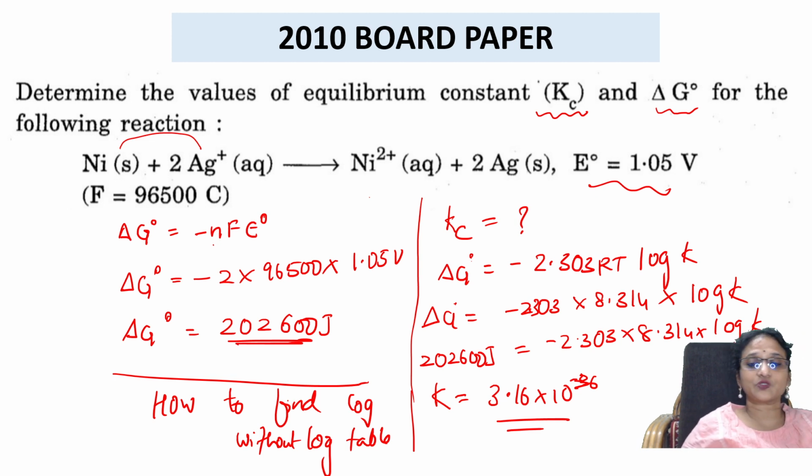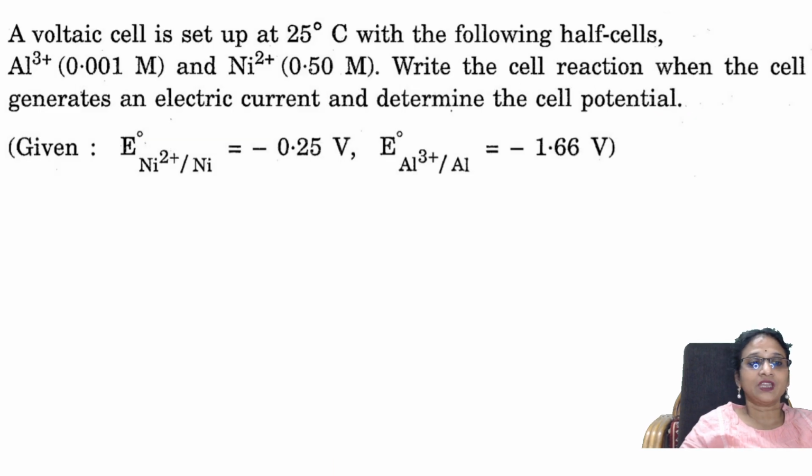So the first question is over. Let us do the next question. So what do they give me? A Voltaic cell is set up at 25 degrees with the following half cells. The concentration is given for both. Write the cell reaction when the cell generates an electric current and determine the cell potential.